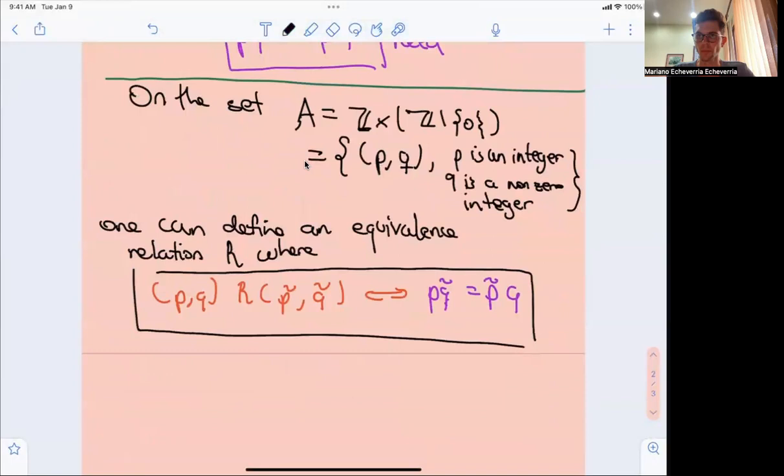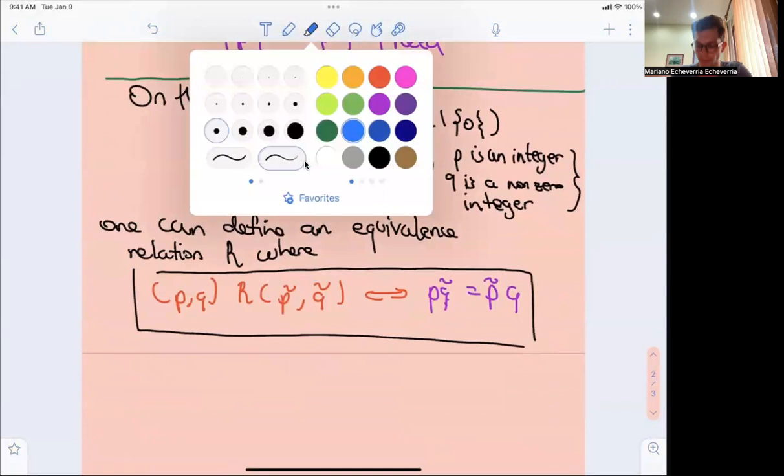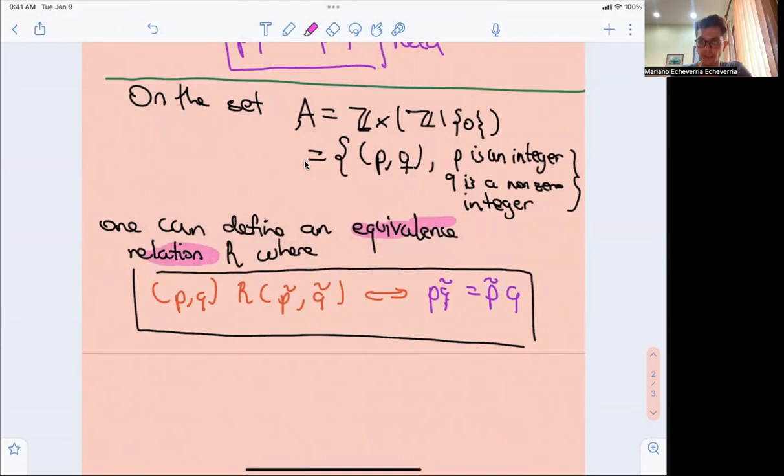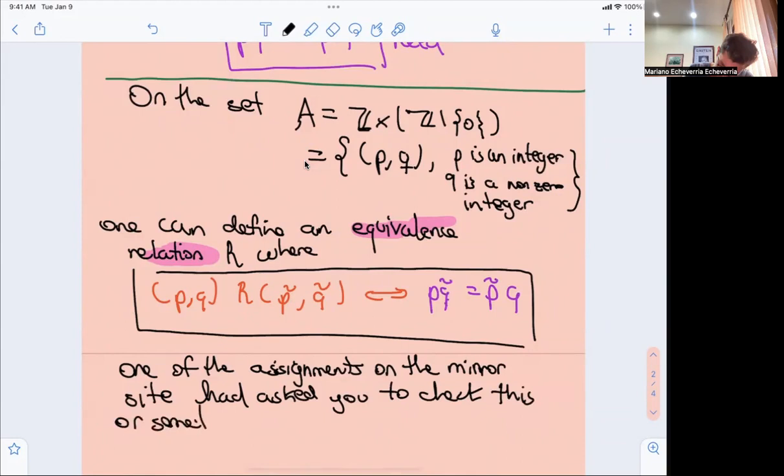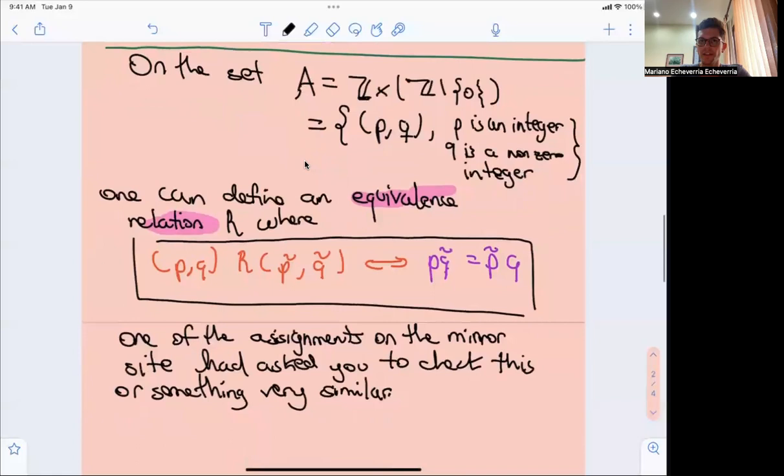So again, important to remark, I believe one of the assignments on the mirror side had been to check that this was an equivalence relation, if you remember it. It was very similar to this. Okay, and then the idea is to define the rational numbers as the equivalence classes of this relation.